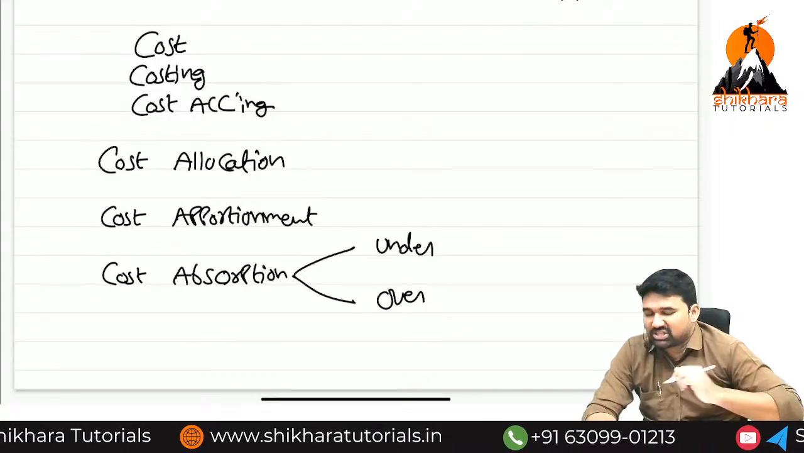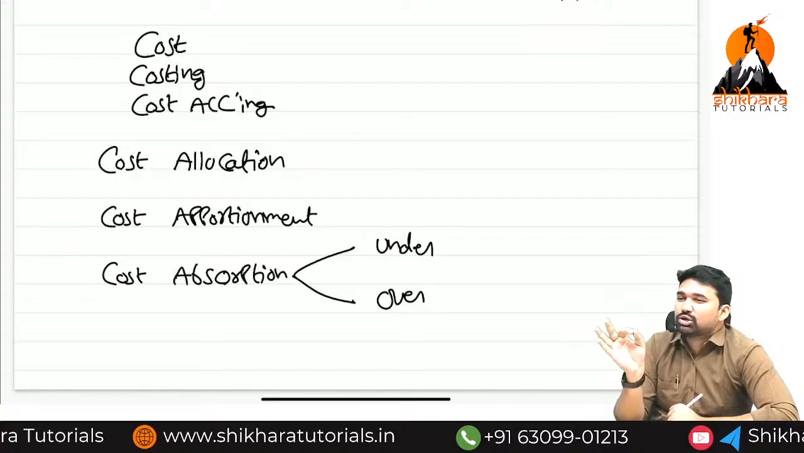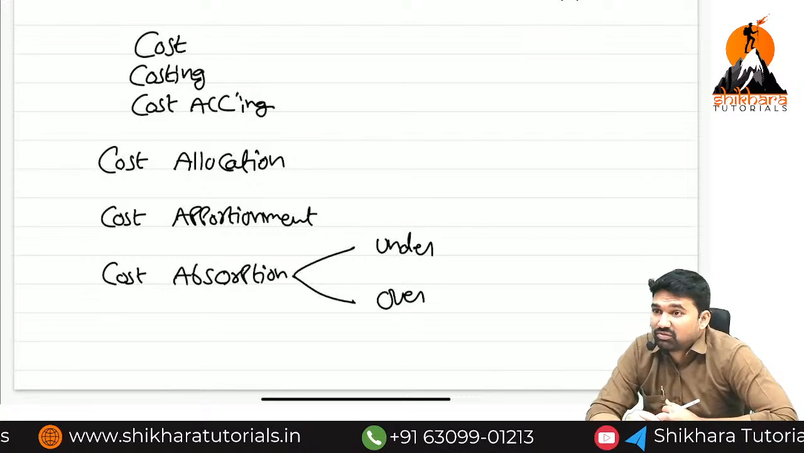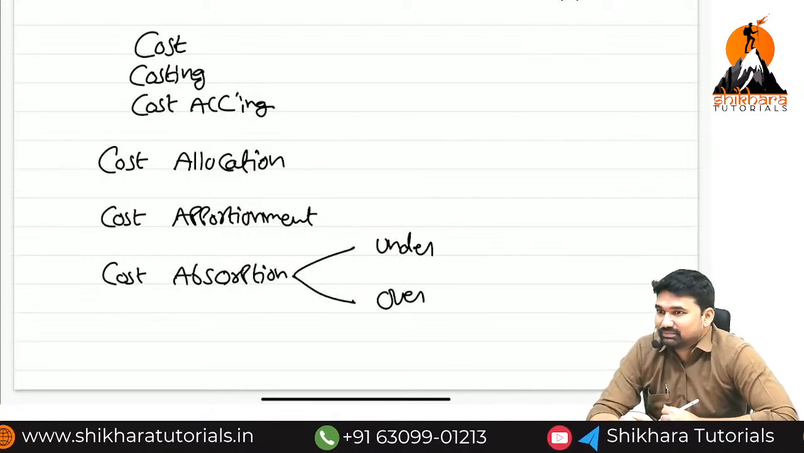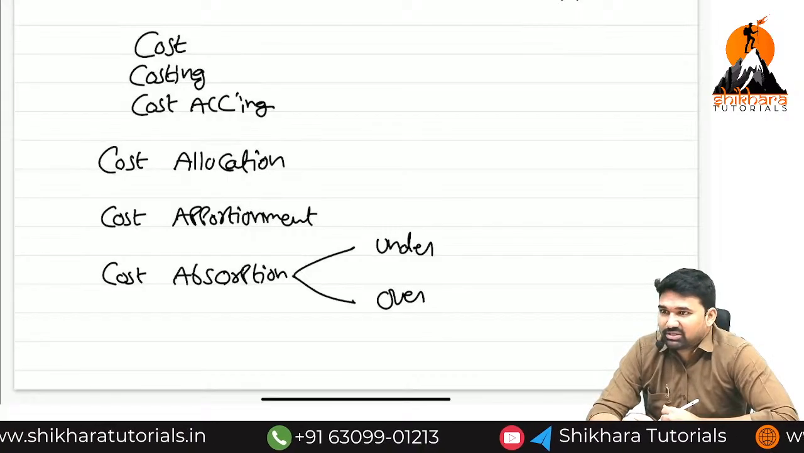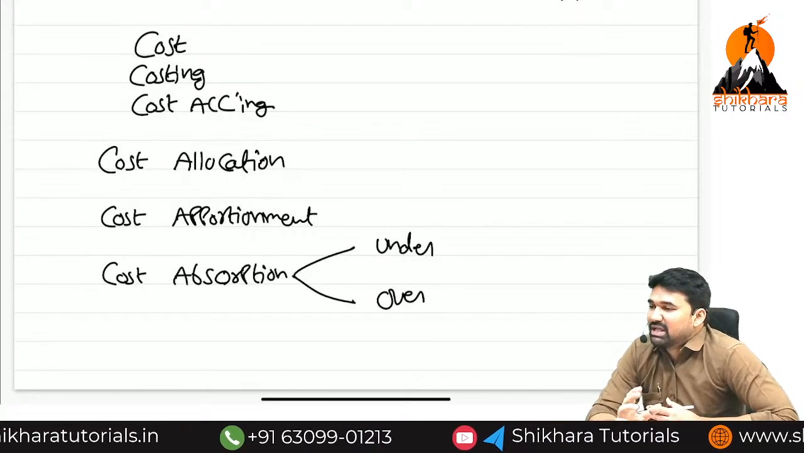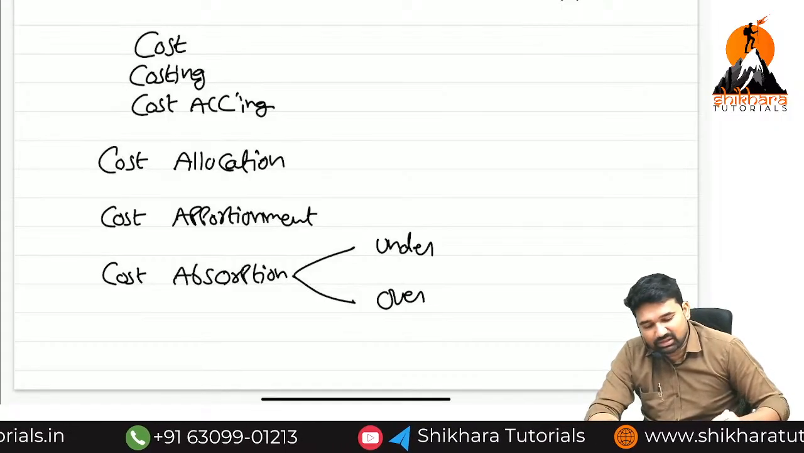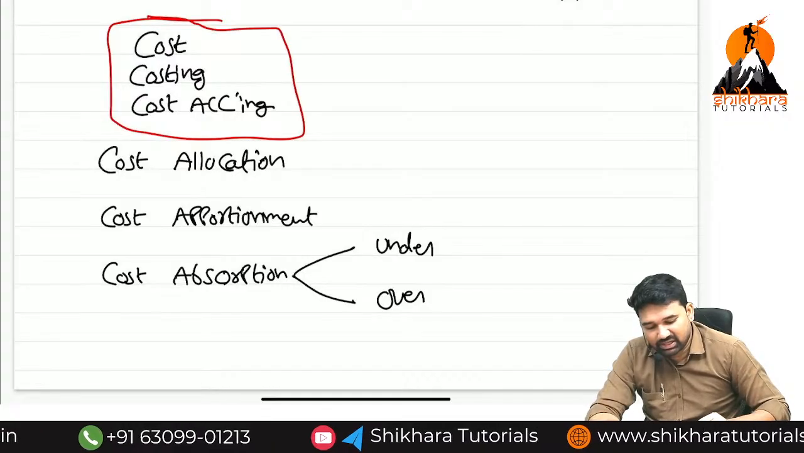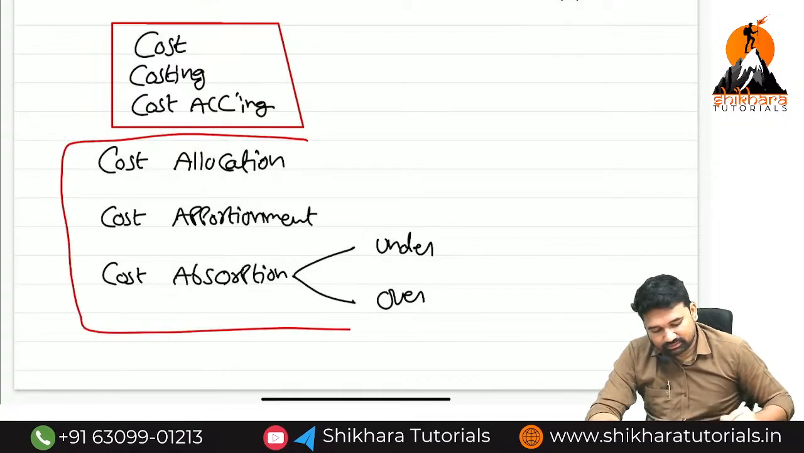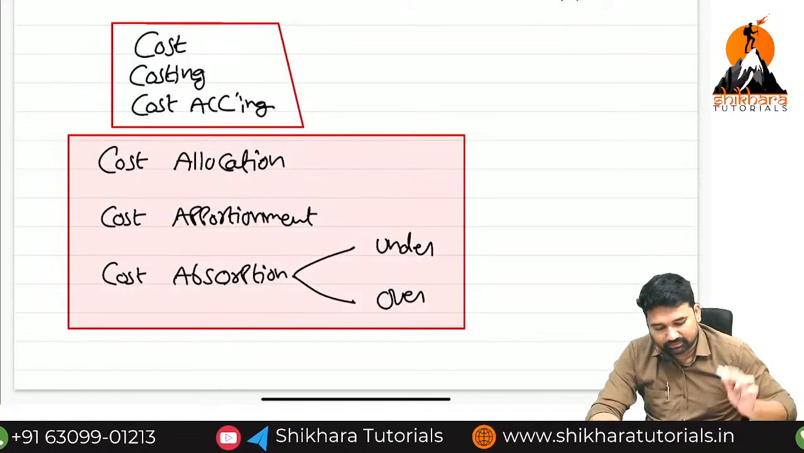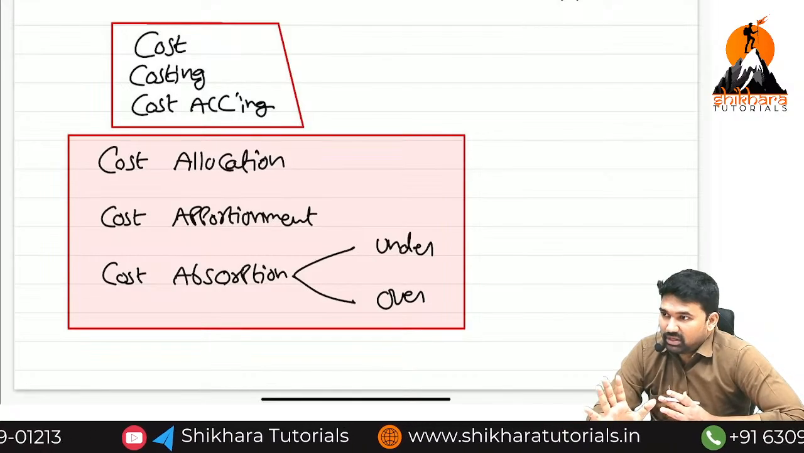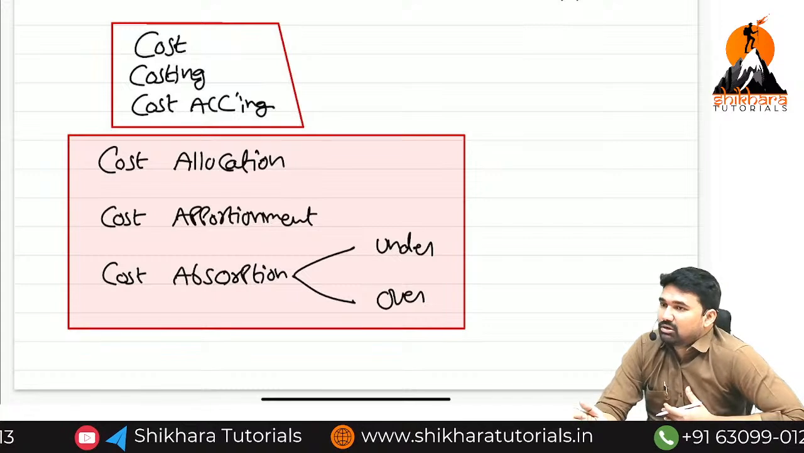Clear? Costing is nothing but a bunch of techniques to ascertain the product cost, or cost of each product. That is costing. And cost accounting is a branch of accounting which. So these are the three topics which we learnt yesterday, and these are the three topics which we learned today. Clear? Okay.